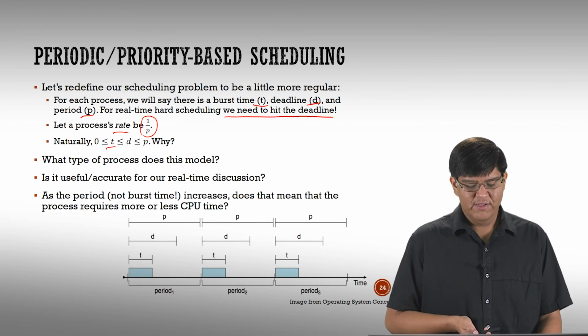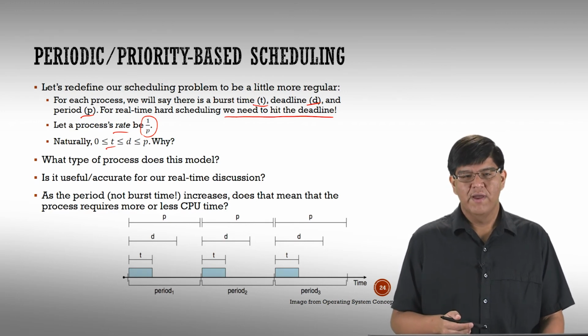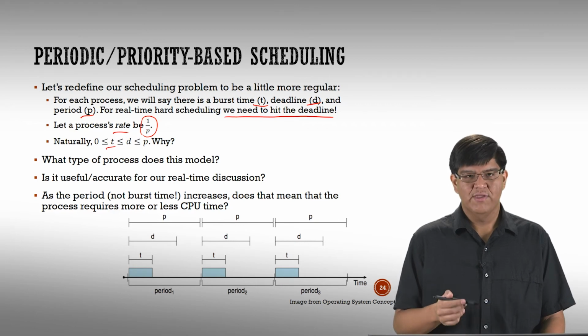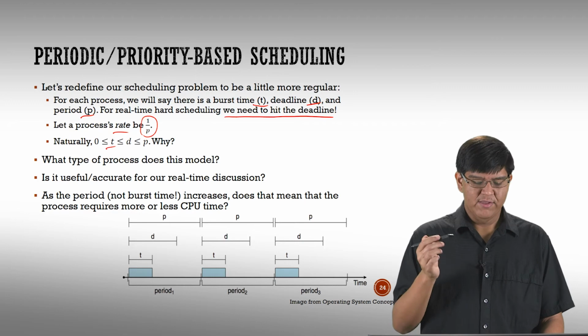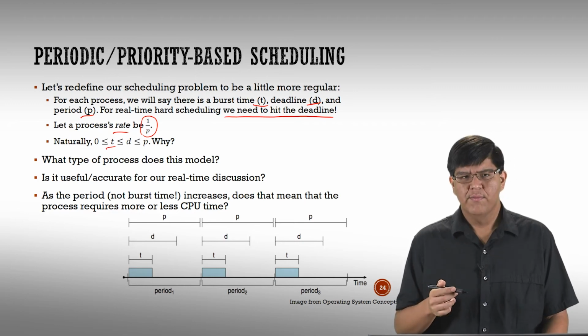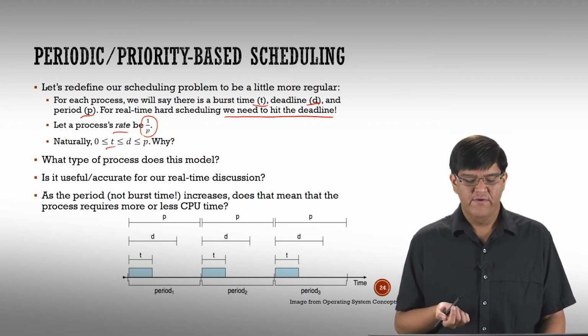Over there to the right, it's the same thing. My period better be greater than the deadline. Otherwise, my periods will overlap, so in the same deadline I'll have multiple things to do, which would also be bad. So I need my deadline to be shorter. We already answered that second bullet point there. What type of processes does this model? Something periodic, like polling for a sensor.